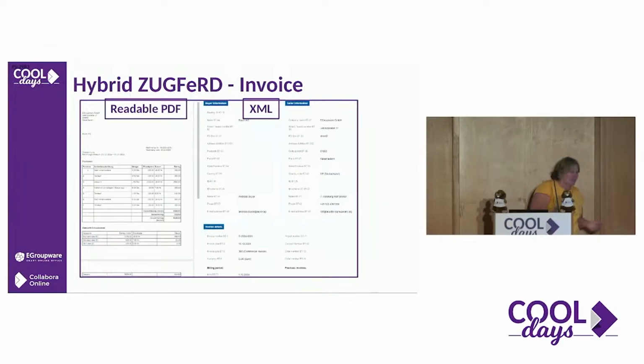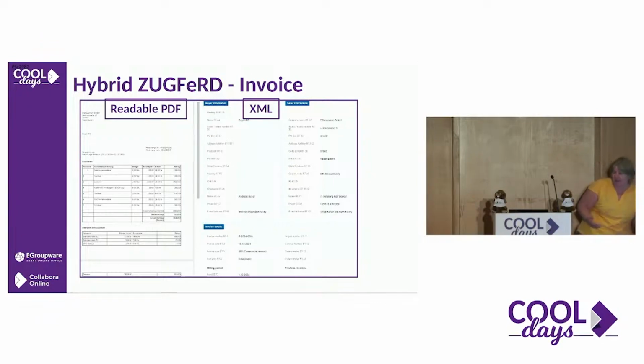So this is how such a Zugpferd invoice looks. On the left-hand side, you see the readable PDF. On the right-hand side, you see the structured XML format, which is an interpreted XML displayed here, because the XML itself looks totally different, showing the different values for the buyer information and all these kinds of things. But at least this makes it possible for human beings to also read what's in the XML file.